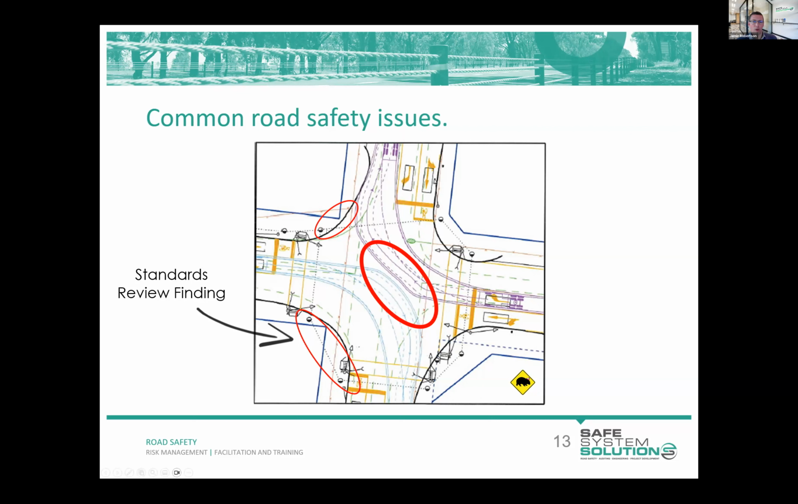If pedestrians were present, there wouldn't be room for them to safely pass through that area. A standards review might pick up an issue such as the one that you can see the southwest corner here, where the conduits for the signal arrangement pass through private property rather than remain within the road reserve. What would you do, Jamie, if you noticed that standards review finding in an audit?